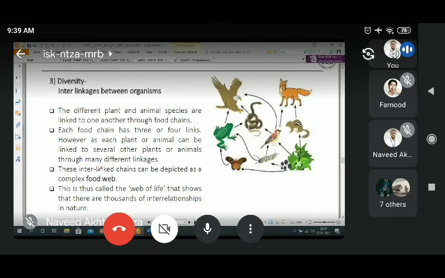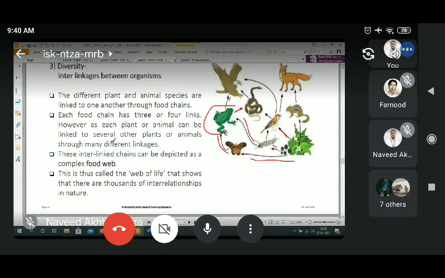Then you can see the diversity, the interlinkages between the organisms. You can see the plant, and they eat the plant. They eat the plant in this corner, and then they eat the plant. But these animals, they eat these worms, butterflies, etc. And the snake or this eagle, they are eaten by these, and they are the carnivores. So that is the interlinkages between the organisms, and that is called diversity.